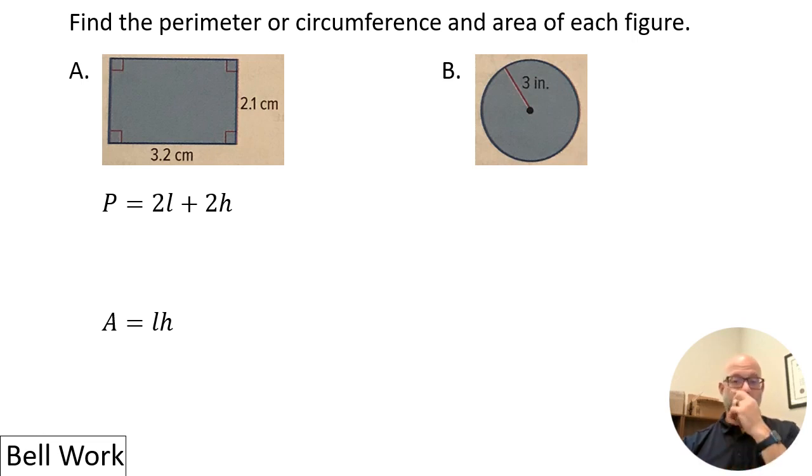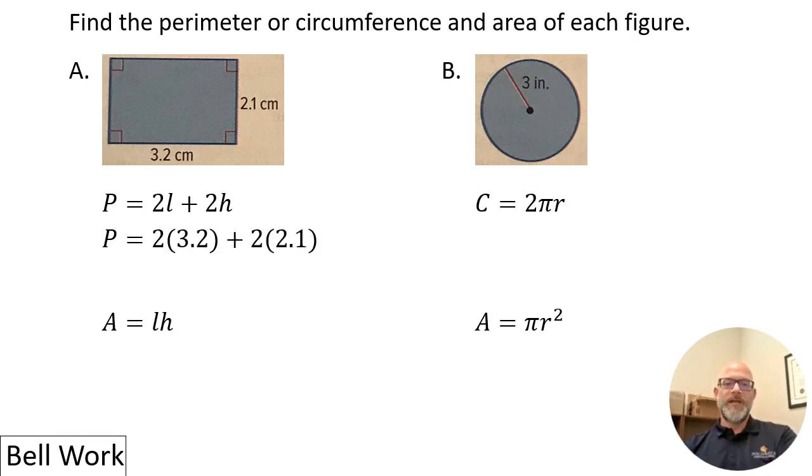For the circle, we know the circumference is 2 pi r, and the area is pi r squared. So the first thing you do is you write down the formulas. The second thing you do is you fill in the blanks, plug and chug. So we got plug and chug over here for the perimeter, and a final result of 10.6 centimeters.